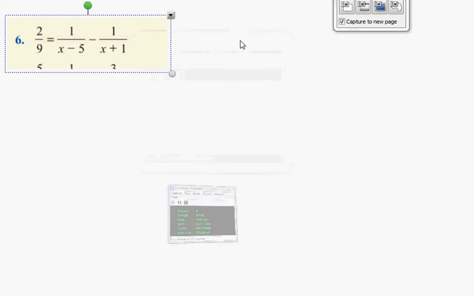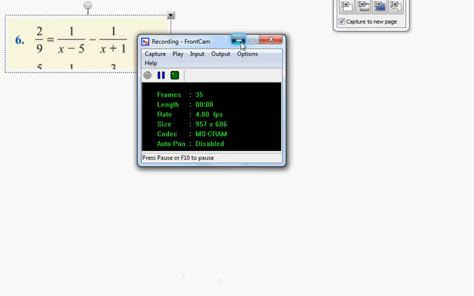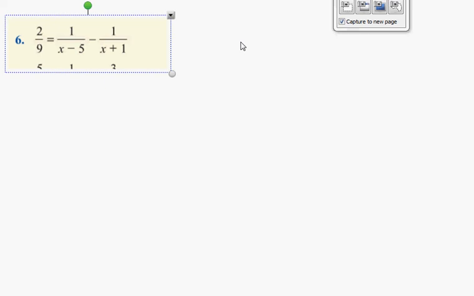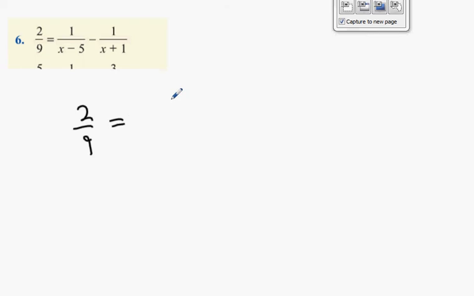Is this a solve or factorize question? What happens next, guys, is this. What we have is 2 over 9 equals 1 over x minus 5, 1 over x plus 1.